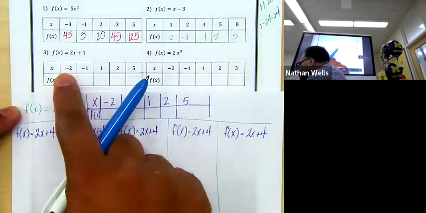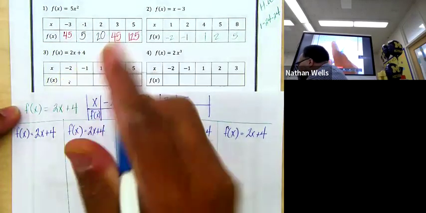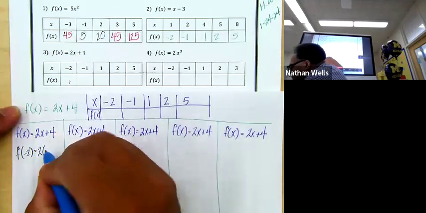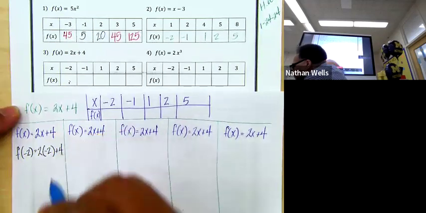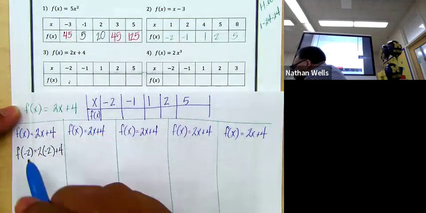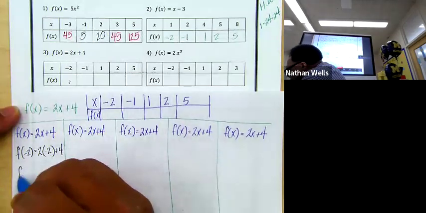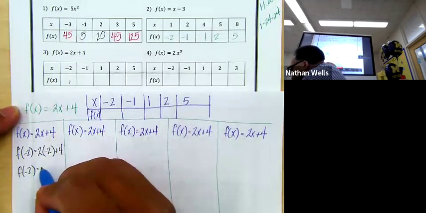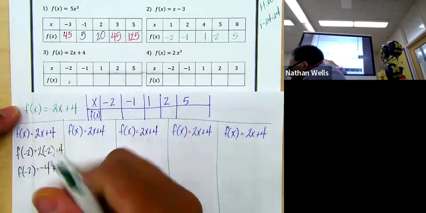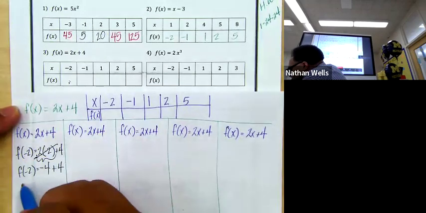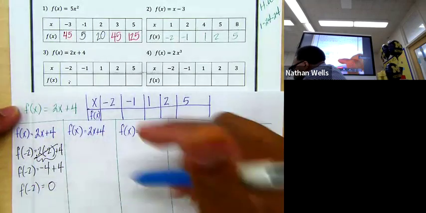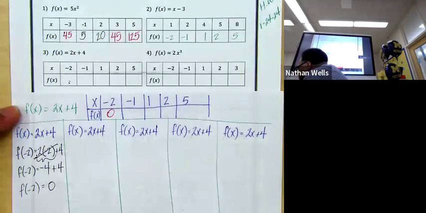You take the x values, and you plug them into the equation. When x is -2, what is my f of x? 2 times -2 is -4, plus 4. -4 plus 4 is 0. So when x is -2, my f of x is 0.